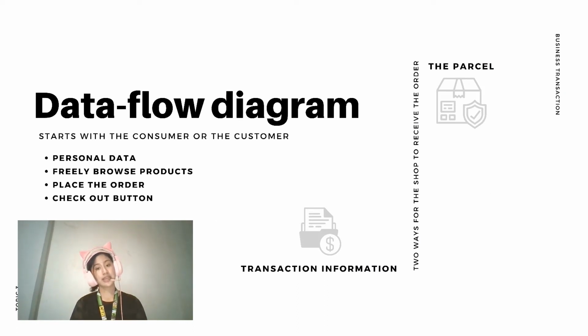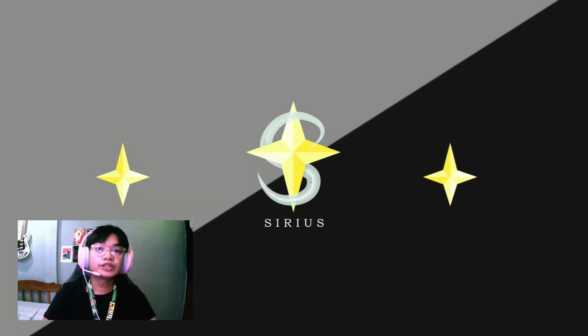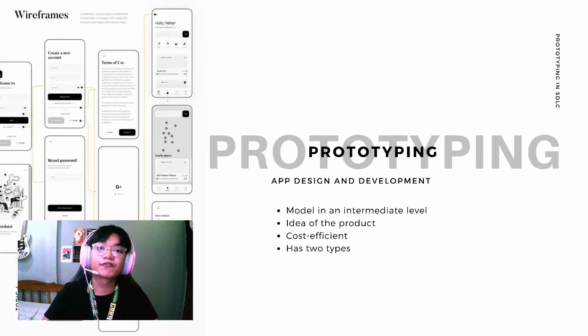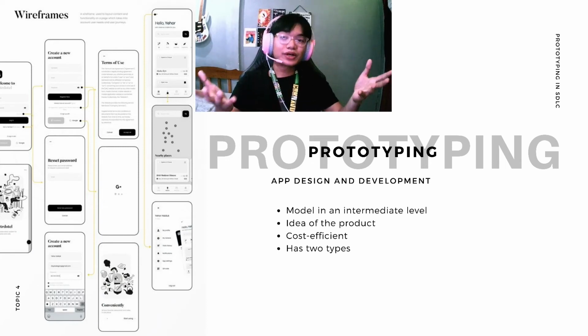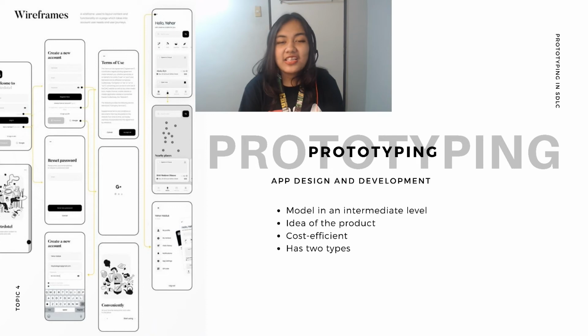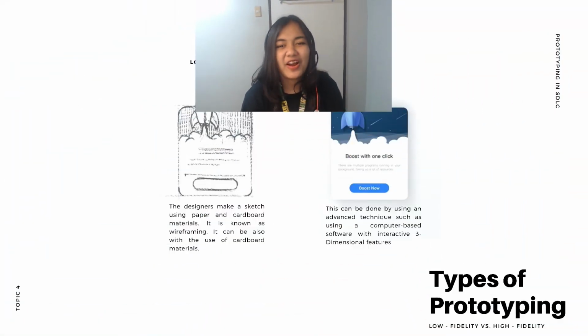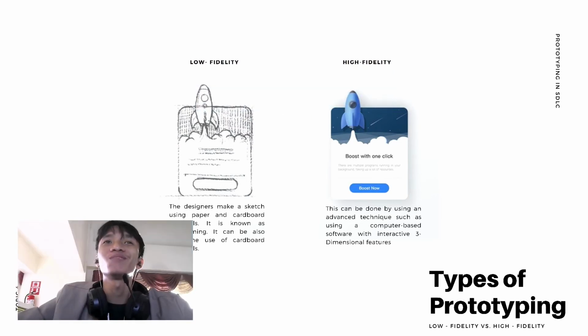Define the word prototyping. Prototyping is a model which shows a step at an intermediate level that forms the idea of a product and then makes it available. Does anyone want to add? Prototyping is cost-efficient because this can be done using a low-fidelity type of program, which the designer makes as a sketch using paper and cardboard materials. High-fidelity prototyping can also be done, but this one needs an advanced resource because it can create advanced designs and interactive products with 3-dimensional structures.